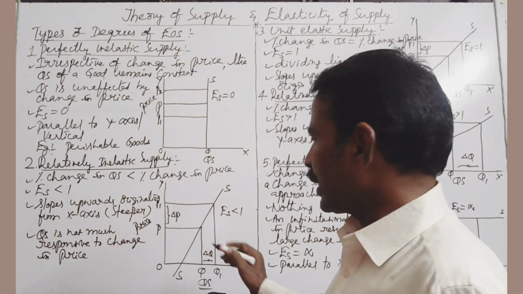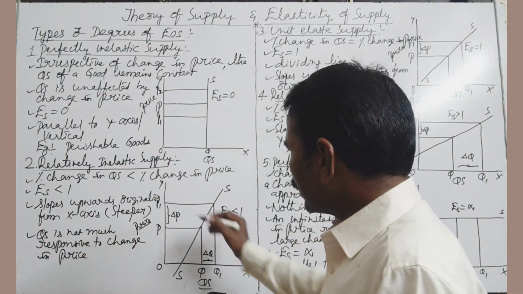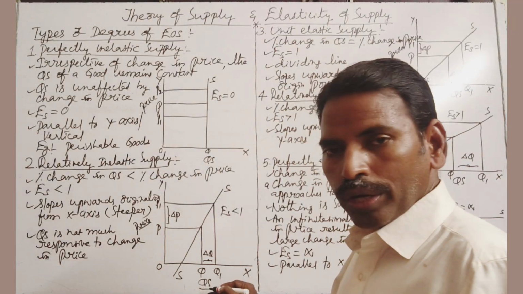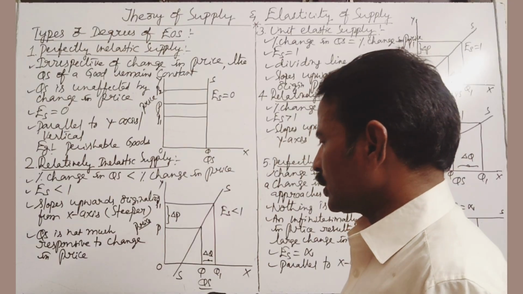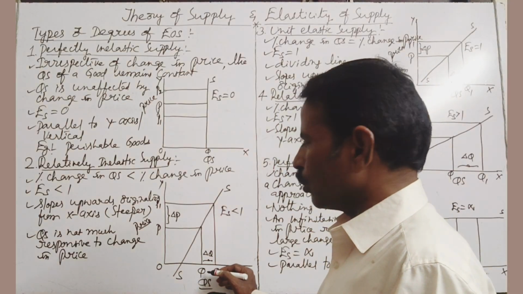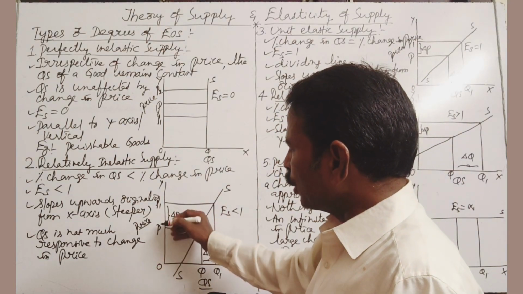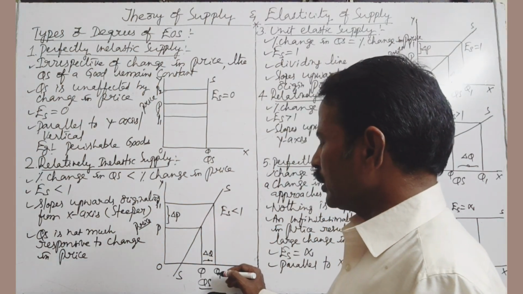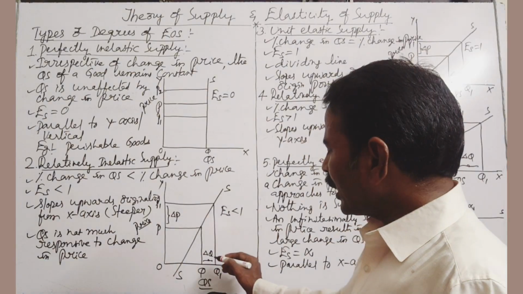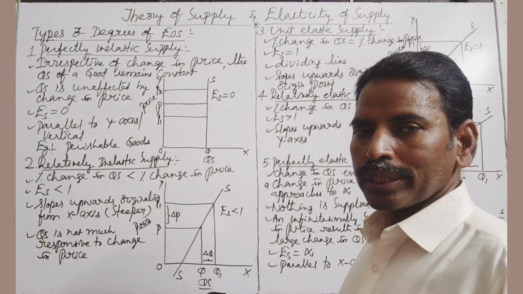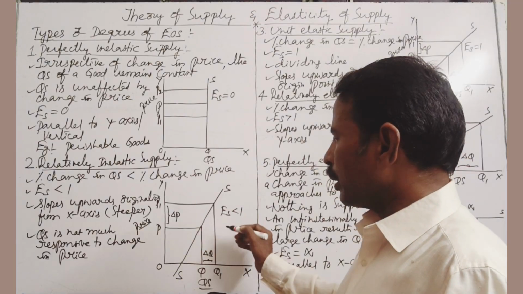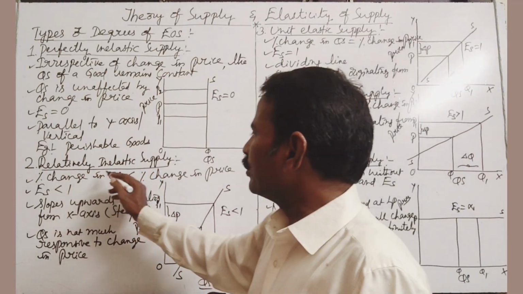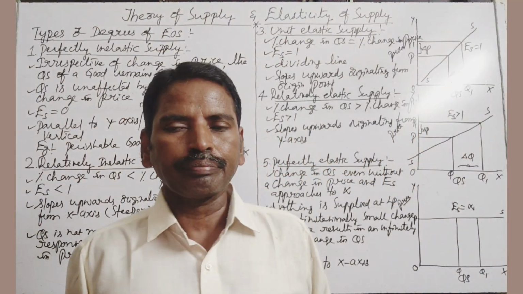If we observe the diagram, draw an L shape, mark YOX, price is measured on the y-axis, quantity supplied is measured on the x-axis. OP price, OQ quantity. Price increases from OP to OP1. Quantity supplied increases from OQ to OQ1. So delta P is more, delta Q is less. So delta Q is less than delta P. Coefficient ES is less than 1. That is called relatively inelastic supply.